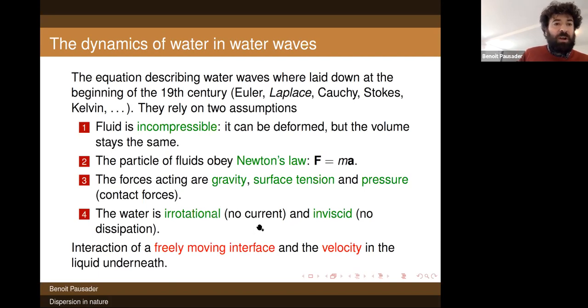One is that there is no underlying current, so that the water is irrotational. And the other one is that there is no dissipation, this phenomenon that I mentioned at the beginning, and we're just assuming that it's not there. And it's not so relevant, at least if you think of the ocean. But once you have this, then that's it. You know exactly what you have to study.